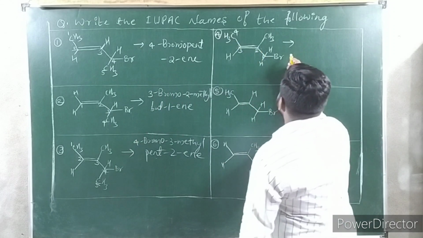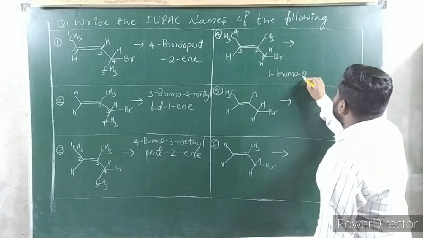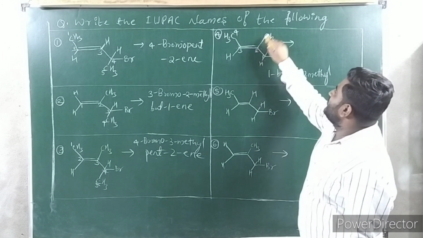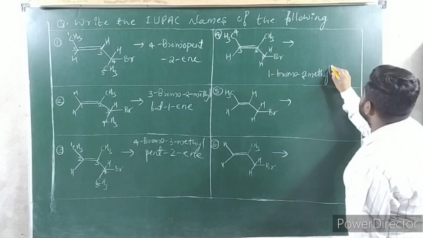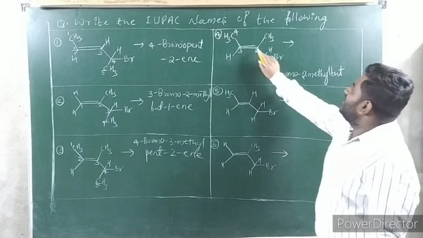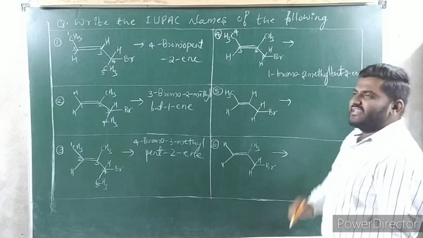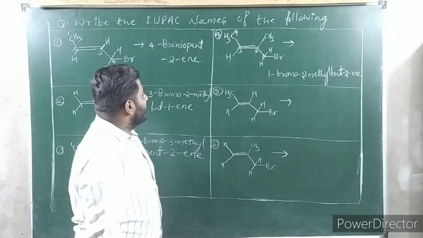Yes, tell me what is the name? 1 bromo, 2 methyl, methylprop-but, but 2 ene, second position double bond. But 2 ene. This is the correct name of this compound. I hope you are getting. So go for the fifth one, guys.